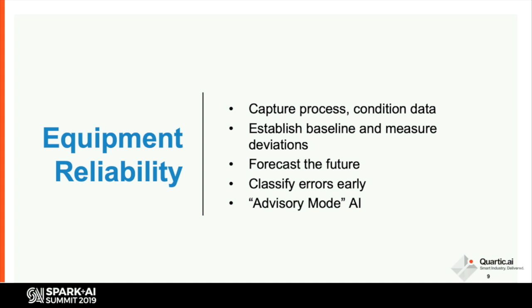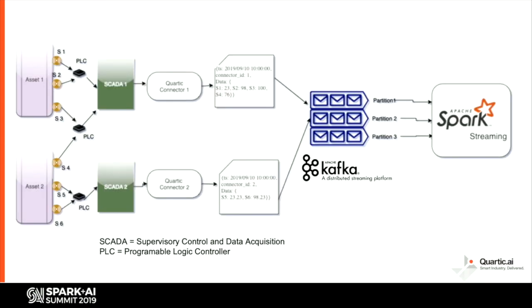So let's look at what a typical data flow looks like in this scenario. What we have is two different assets, asset 1 and 2. These are all equipments. And each of these equipments is connected to 3 different sensors. 1, 2, 3 goes to the first equipment, and 4, 5, 6 goes to the second equipment. Now, these sensors are connected to PLCs, and these PLCs are in turn connected to SCADA systems, which actually perform the supervisory control and are responsible for capturing data from all these sensors.